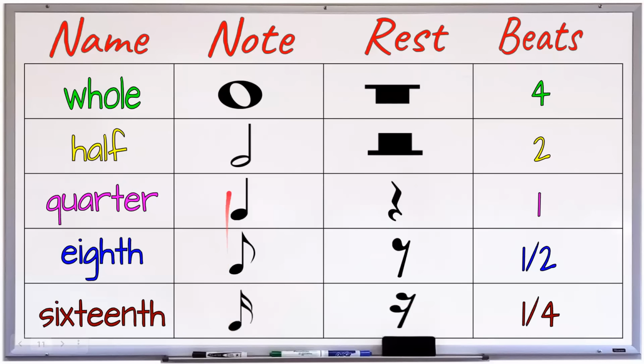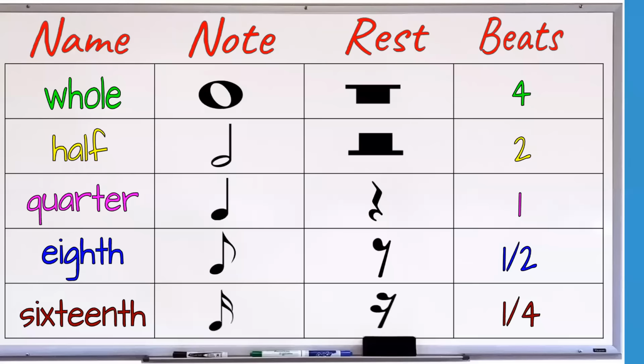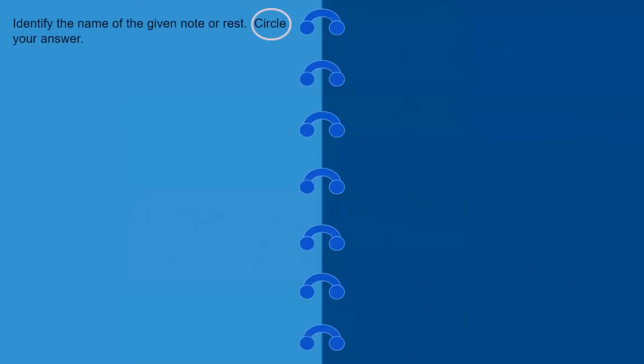Again, the notes here have sound. The rests here have silence or no sound at all. Okay, that's why it's called rest. Okay, now let's go to our activity. We're going to name the given note or rest.